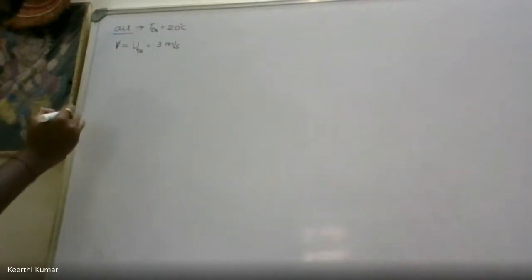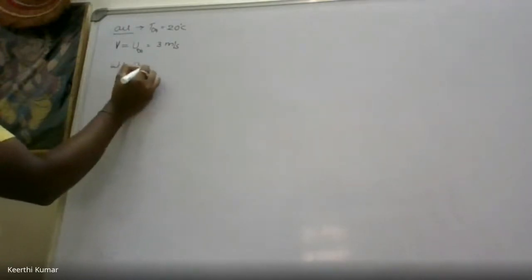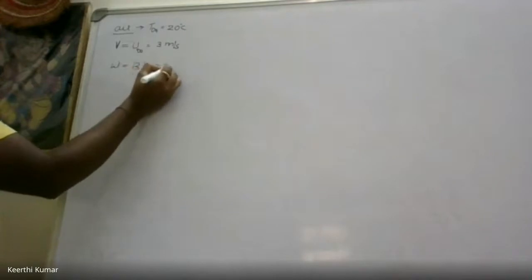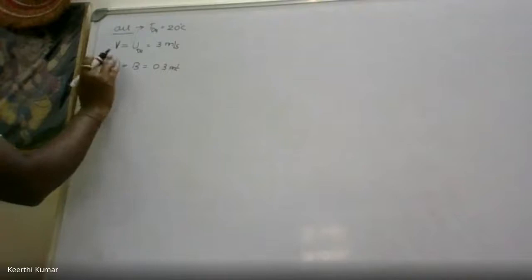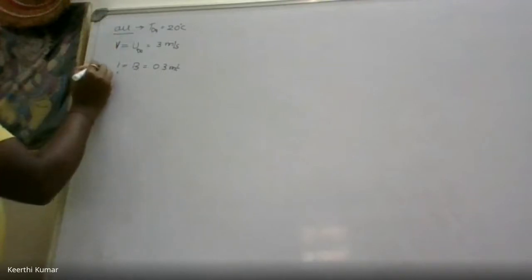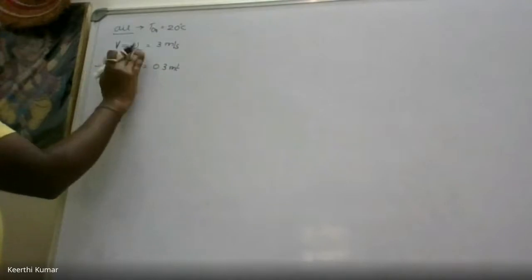Along with the length of the flat plate, having 0.3 meter wide. So he has given the width. Let us take width, or you can also take it as breadth, is equal to 0.3 meters. So either we can take it as width, or in some cases we can also call it breadth.